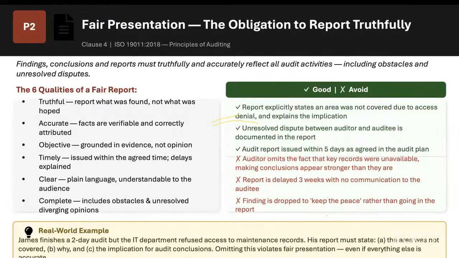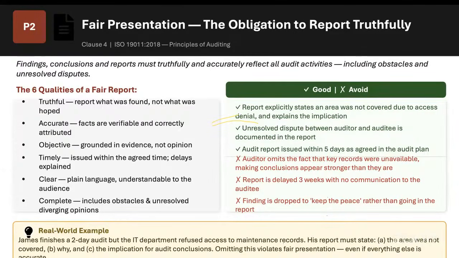So your audit must be based on facts. Objective, grounded in evidence, not opinion. It's not like I feel like because they did not do this, so therefore automatically they will not do this. No. Then the audit must be timely, issued within the agreed time. If there is going to be any delay, you explain it. As an auditor, when you say I am conducting an audit and the audit report is going to be made available 24 hours after the completion of this audit, ensure that your audit report is timely. If there is going to be any delay, that delay is what is explained.